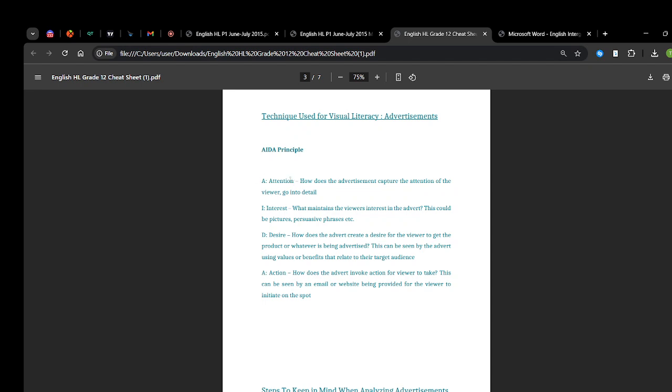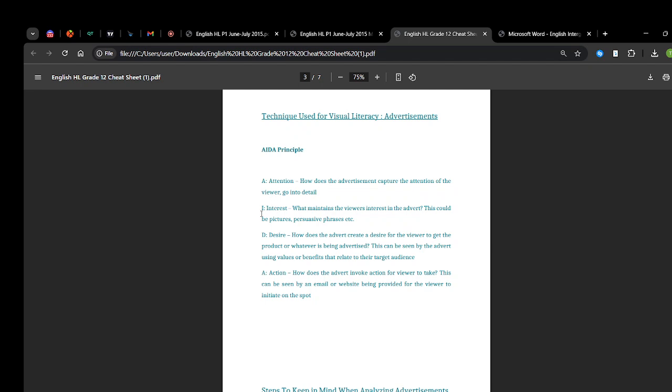This stands for attention. Usually relating to an advert, the first step is how does this advertisement capture the attention of the viewer. You'll be expected to go into details. Is it the font size? Is it the size of the shapes? Is it the color? I know most past papers or examinations these days are in black and white, but for adverts I see some exams are coming in color, because that's where you need to focus on your color, the language that is used. So how does the advert capture the attention of the viewer? You understand? Go into detail with that.